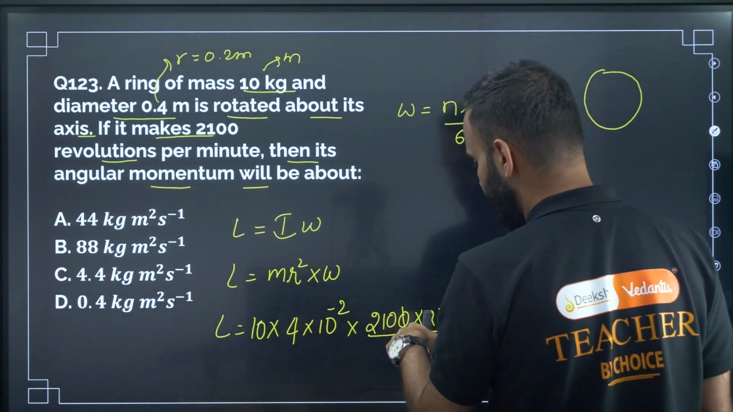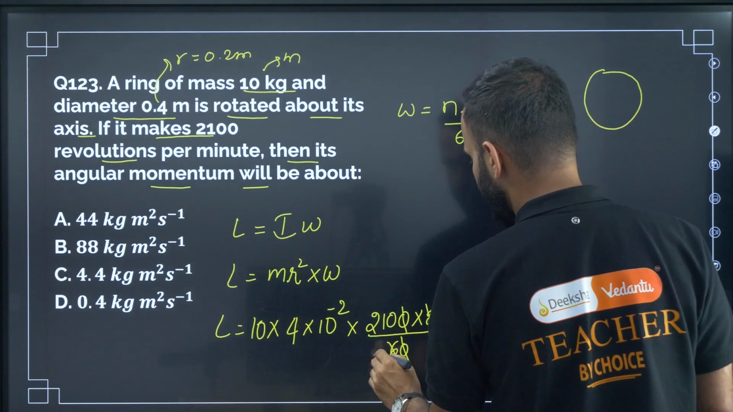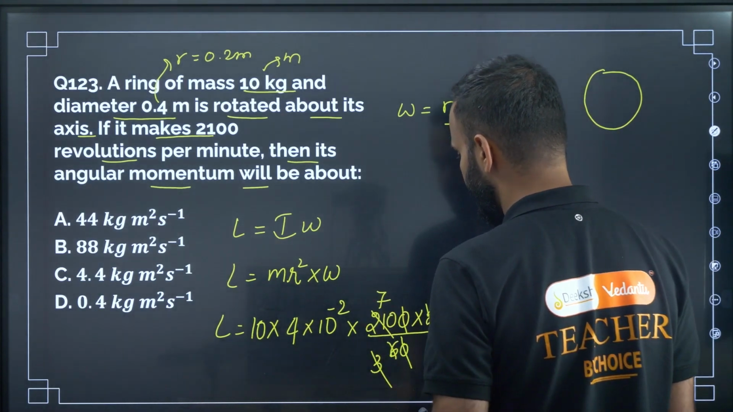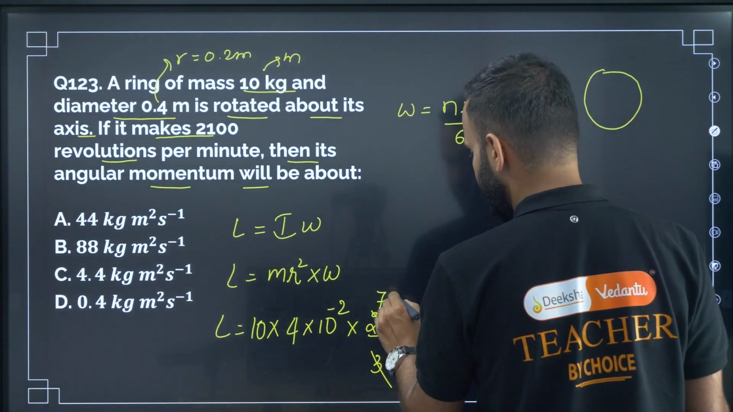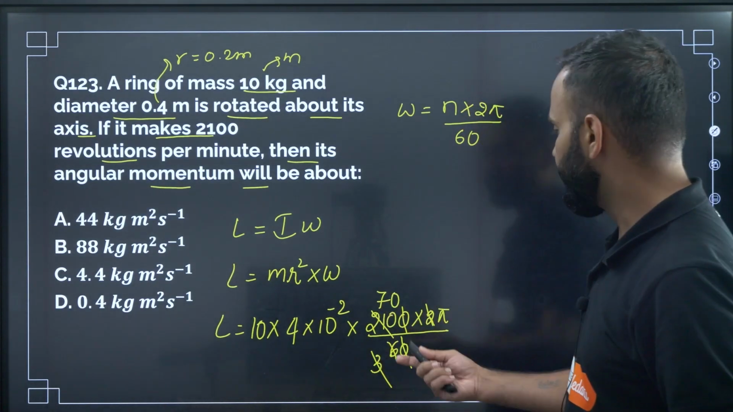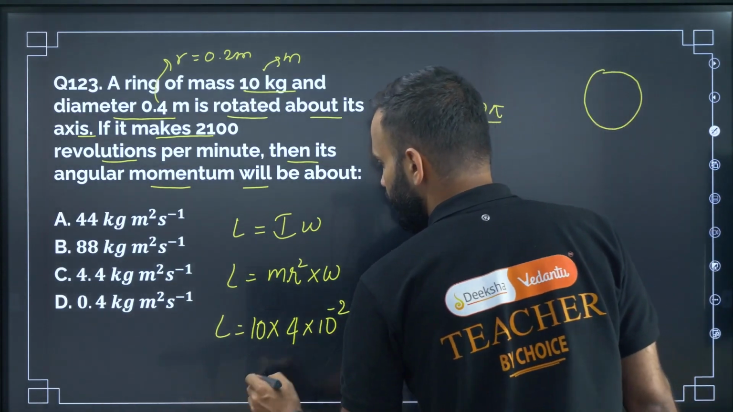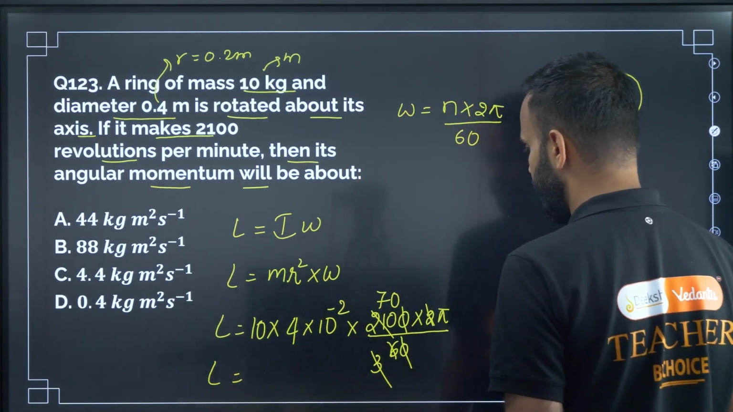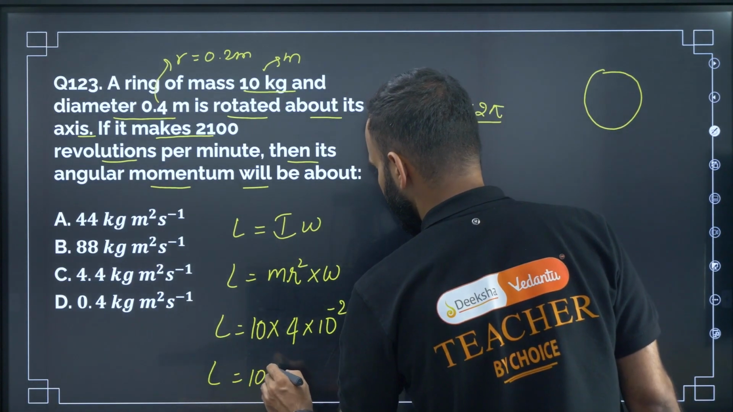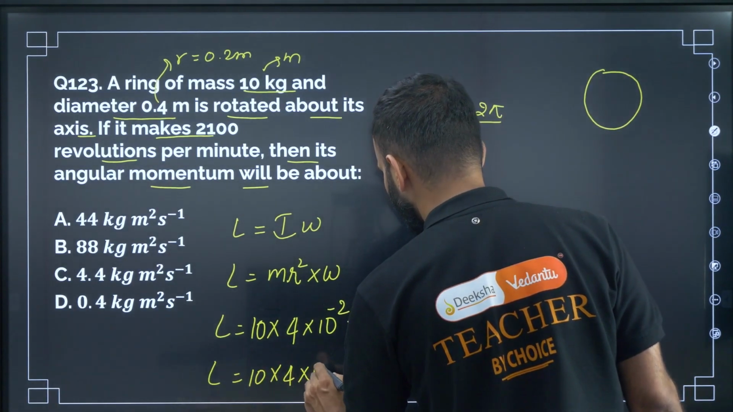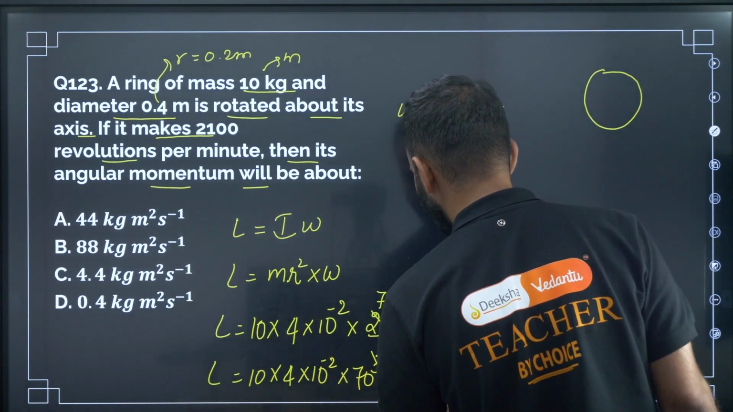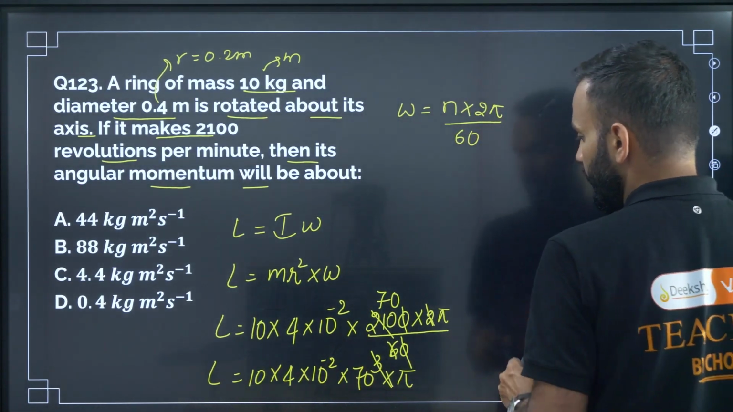So here the 10 will get cancelled, right? 2 3s are 6, so 3 7s are 21, right? So here 70, right? 210 by 3 is 70. So L is equal to here 10 into 4 into 10 to the power minus 2 into 70 into pi, right?